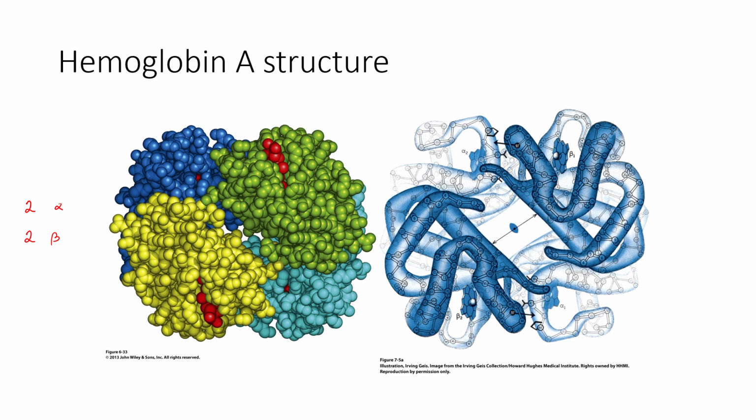And you can see here on the right, we can see more of the detailed structure looking at these alpha helices. And you can also see more clearly where the heme groups are. So in our alpha subunits, they're over here. In our beta subunits, they're over here.